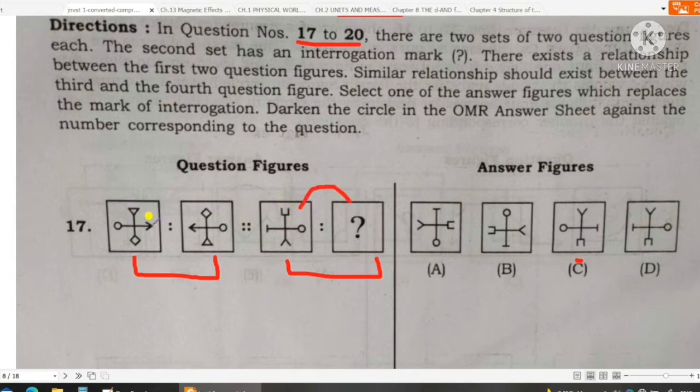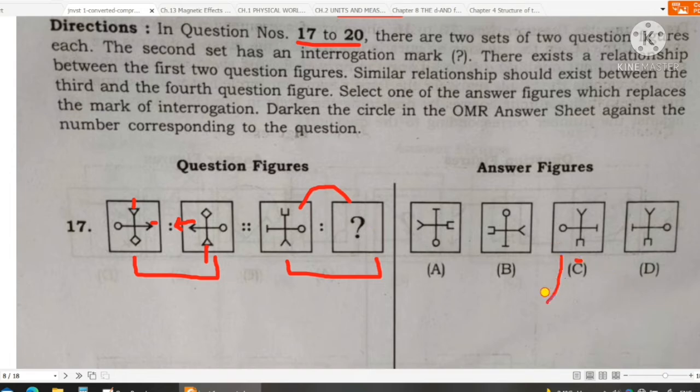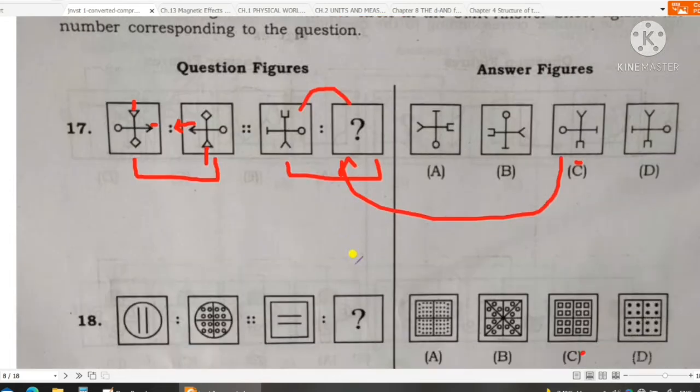So here you can see this arrow, the direction of this arrow is towards the right side, but in this picture the arrow is directed towards the left side. It means this arrow side is inverted. Then in the same way this triangle is upside, but in this picture this triangle is downside. So the same pattern you have to identify in this one. So you can see here that figure C is suitable for this box, question mark.